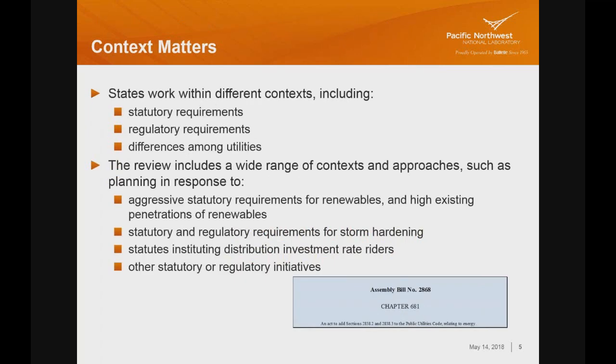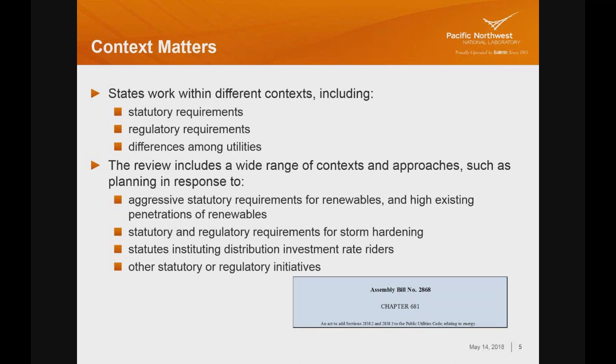To start with, part of our guiding ideas when we put this report together was that we understand that states work within different contexts. States have statutory requirements. At the bottom of the page, you see Assembly Bill 2868, which is a bill in California that requires utilities to acquire battery storage. And that's just one of the many bills in California that form the statutory context in California. Other states have completely different statutory contexts.